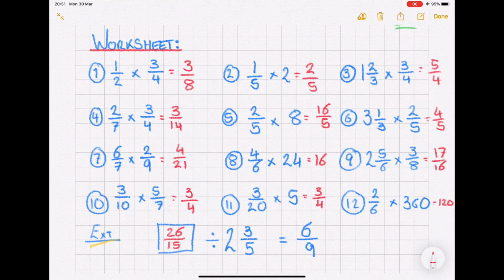So here are the answers. Now these answers are in their most simplified form. So if you aren't getting the same answer as me, just make sure you've simplified that fraction down as much as you can. Well done for working hard, and I'll see you in the next lesson.